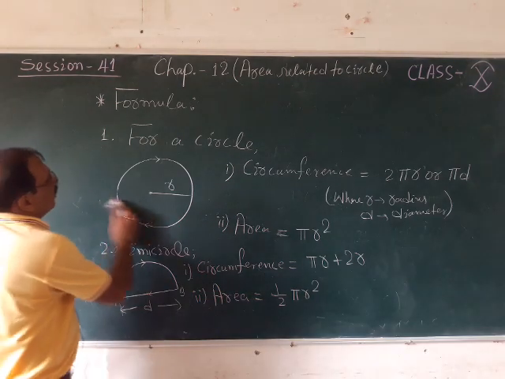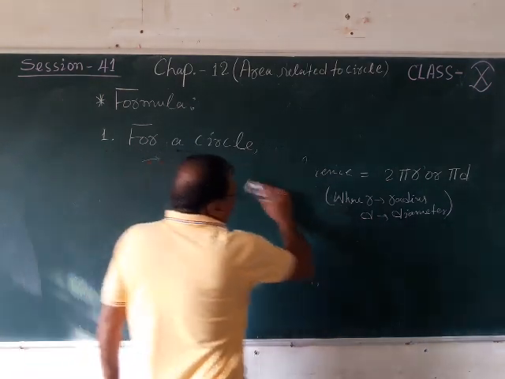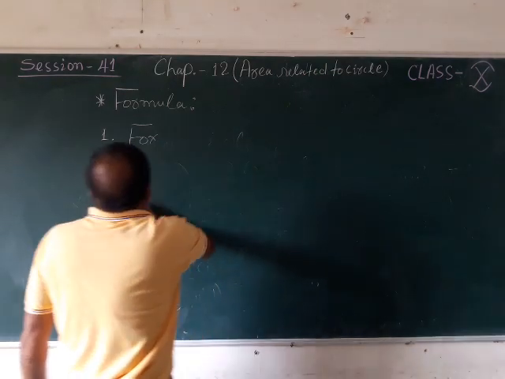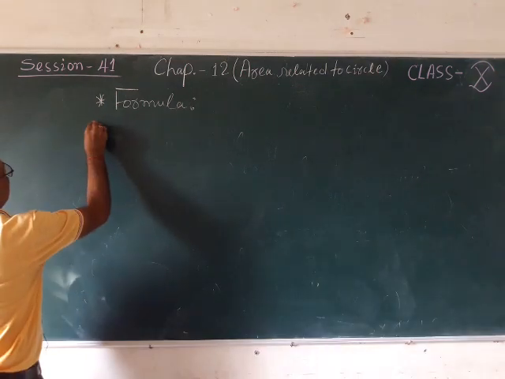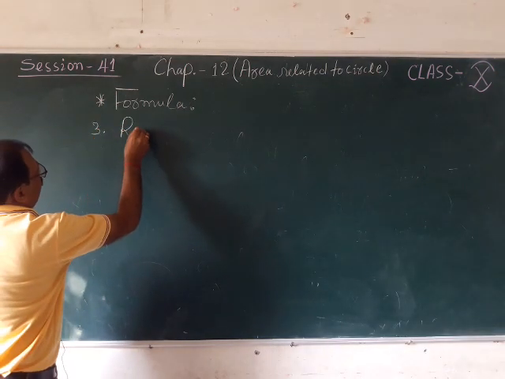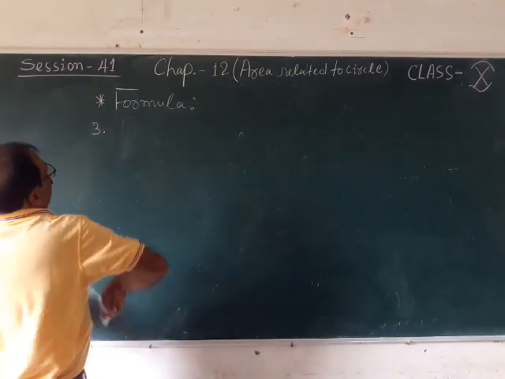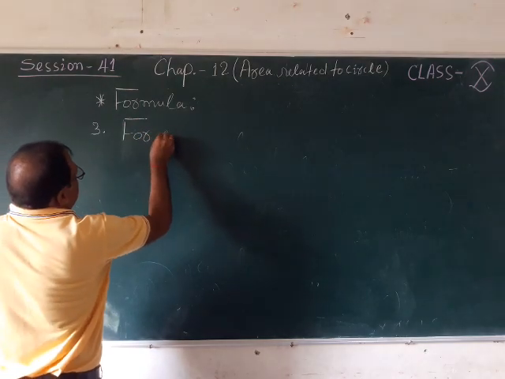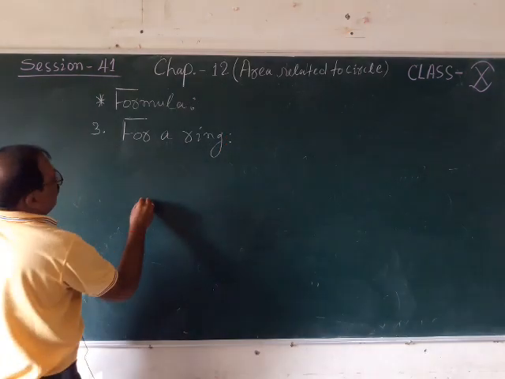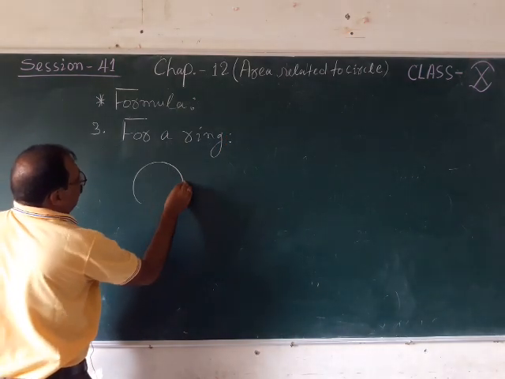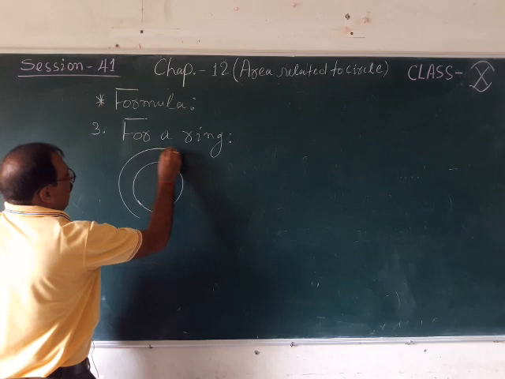Now after writing these things, I am talking about the other parts of the circle. Here in a circle, third number formula I am going to discuss about the ring. For a ring, that means if I want to find the area of a ring. Have you seen the ring? I hope that everybody has seen the ring. Let me draw one diagram of the ring. The ring means one inner circle is there and one outer circle is there.